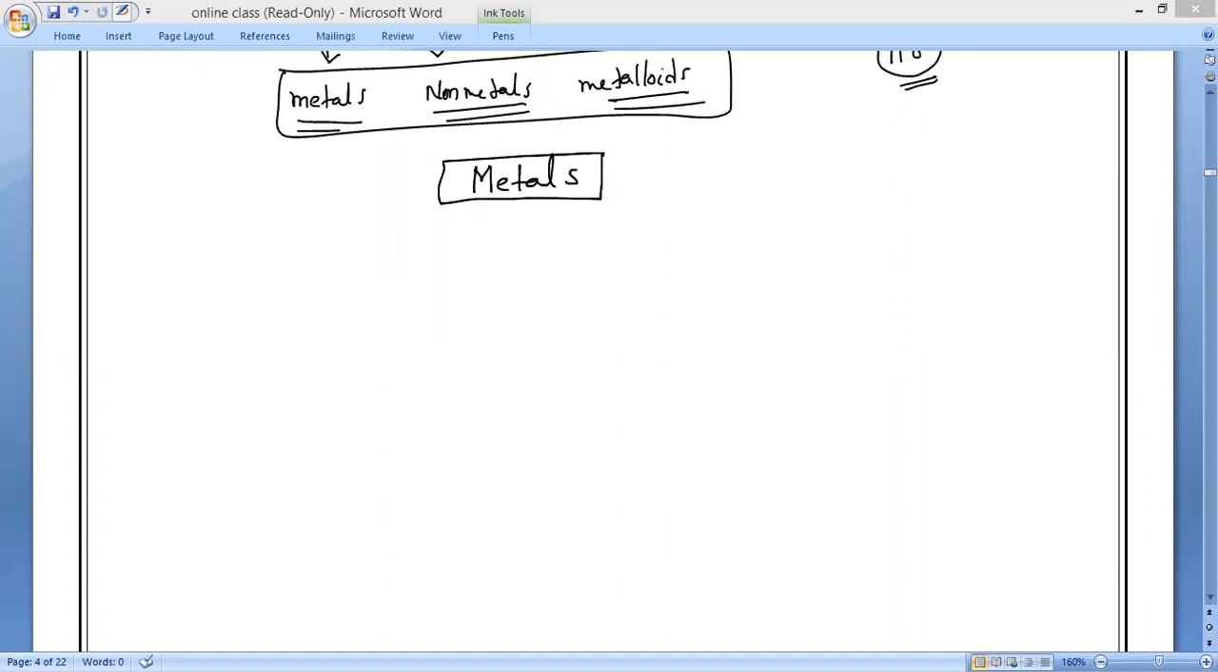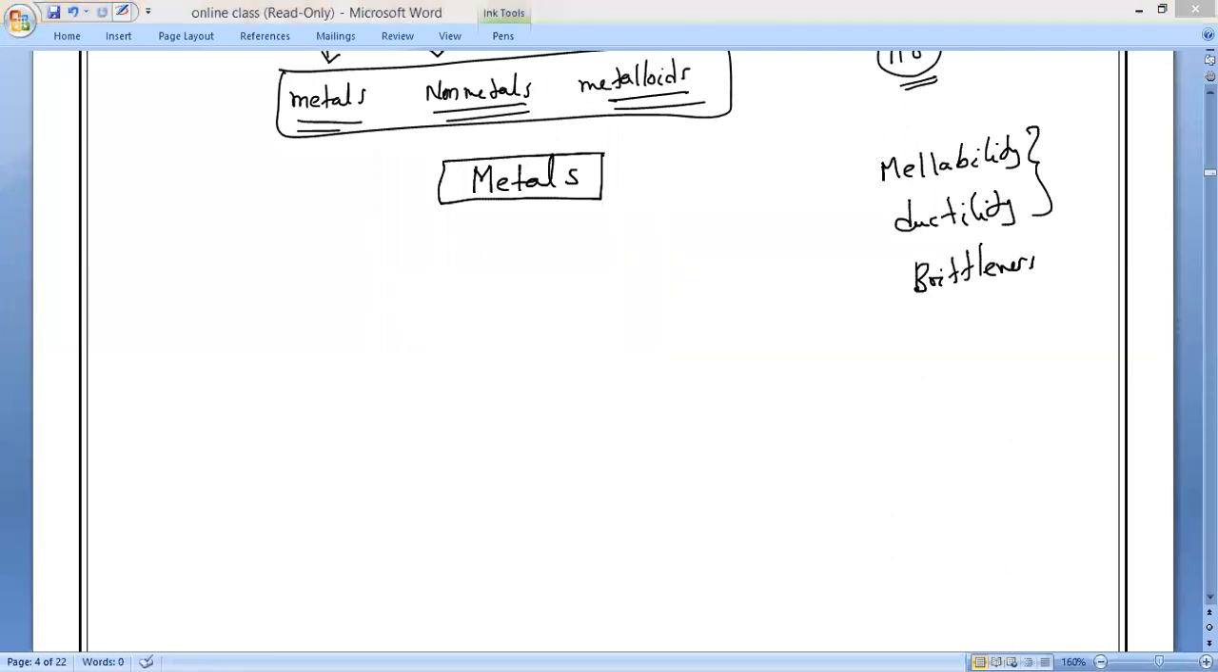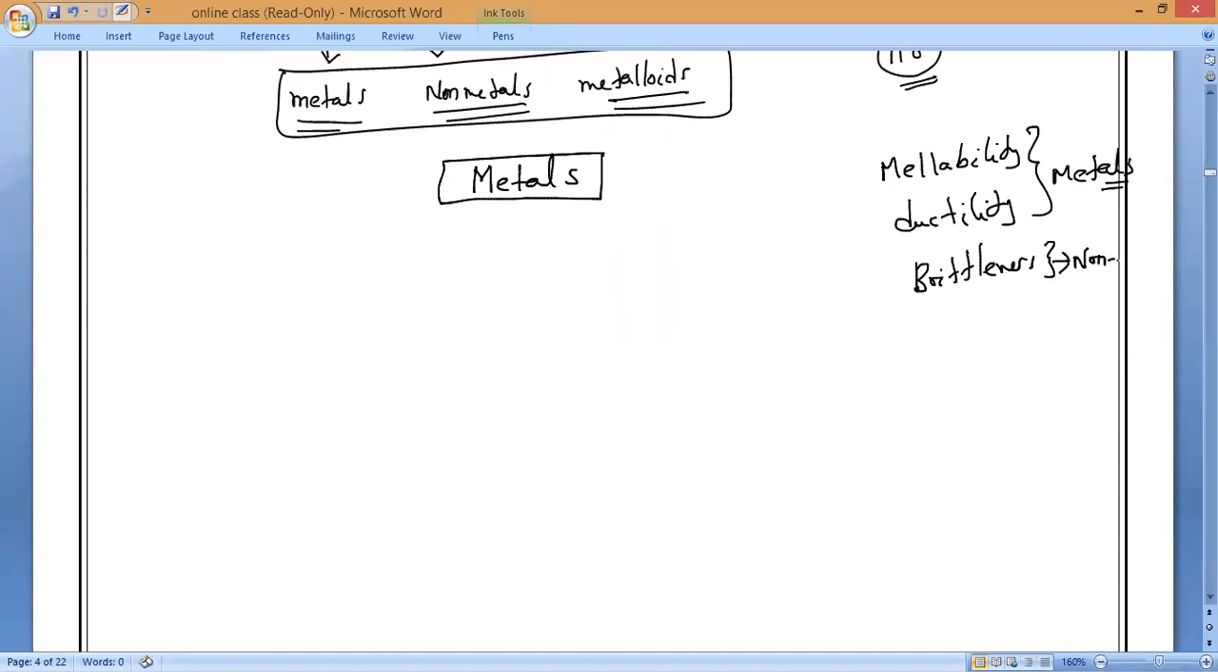Metals means, first of all, you should understand a metal is an element which is highly malleable, highly ductile. Have you remembered the three words we studied? Malleability, ductility, and the third one, brittleness. Now, malleability and ductility are shown by whom? Metals. But exemption will be there. And brittleness is shown by whom? Non-metals.